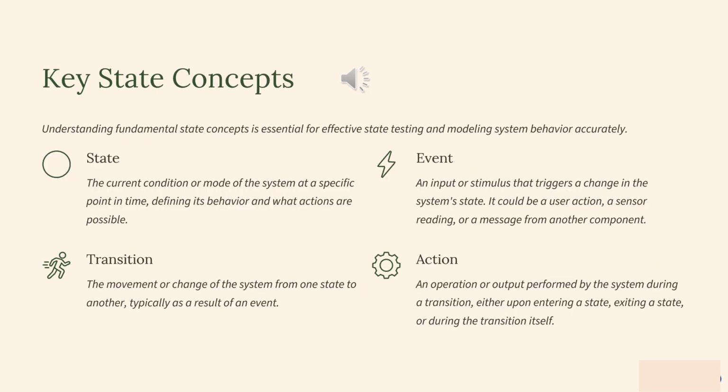And the next topic, key state concepts. State testing includes several important concepts. A state represents the current condition of the system. An event is an input that triggers a change in the system. A transition is the movement from one state to another. An action is the output produced when a transition occurs.